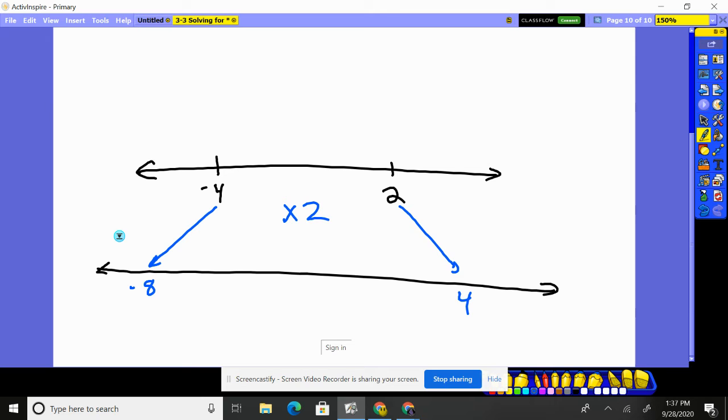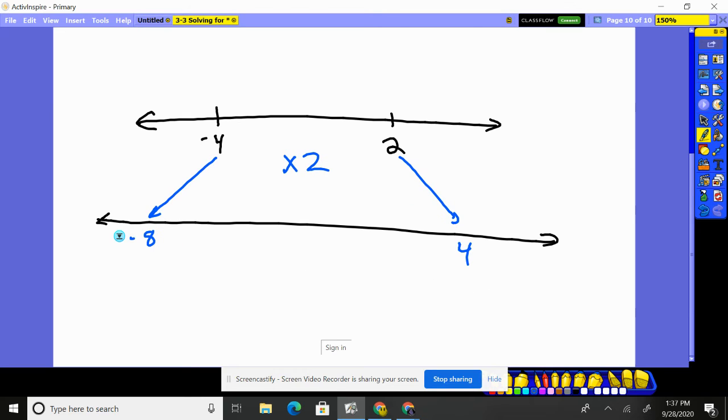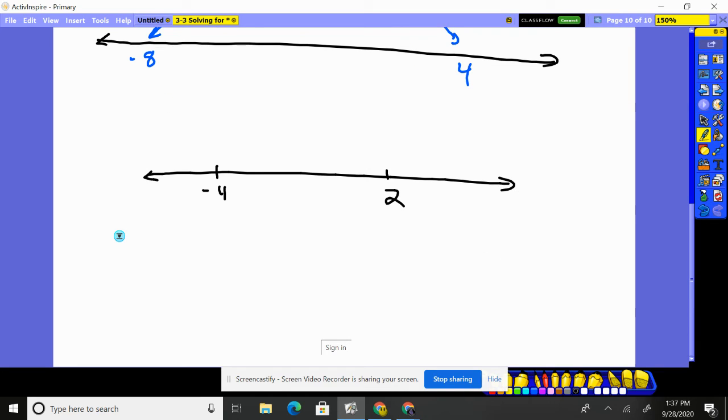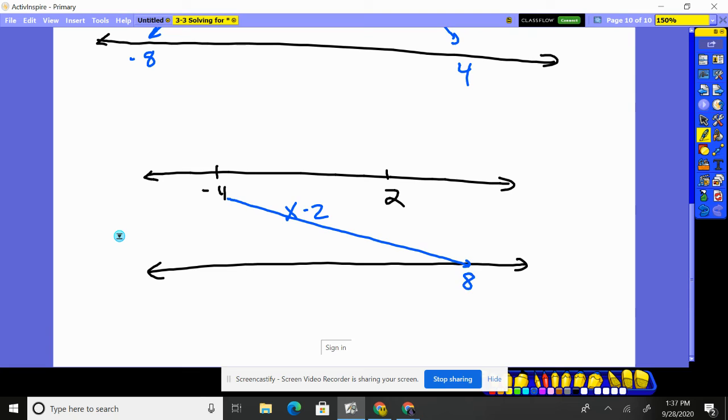But what if we come in here? Let's move down a little bit. Let's say we have that same thing. So we have -4 and we have +2. What if we come in here and this time we're going to multiply by -2? Look what happens. -4 times -2, this guy moves over here to 8. 2 times -2, he moves over to where? -4. What happened to the numbers? They flipped locations.